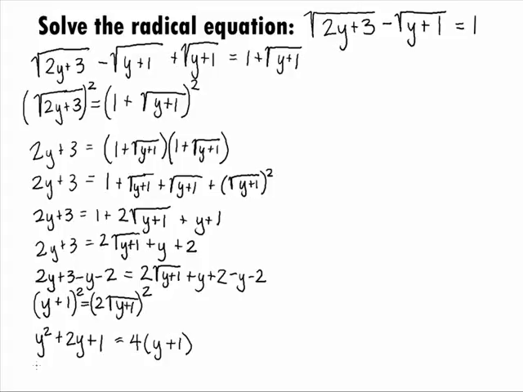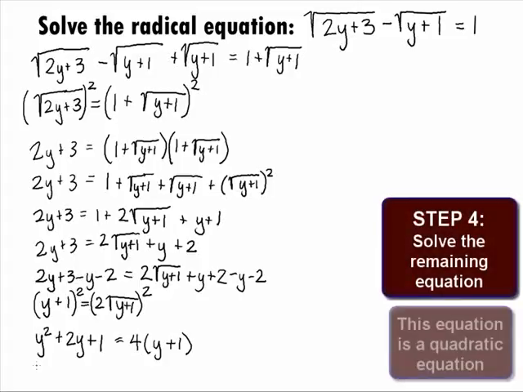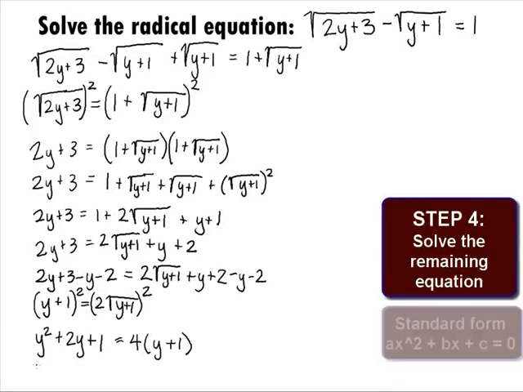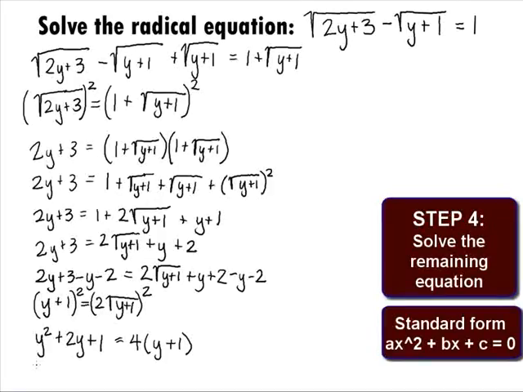In step 4, we want to solve the remaining equation. The equation that we ended up with is a quadratic equation. If you need a review on solving quadratics, feel free to go to College Algebra Tutorial 17. Let's get this quadratic in standard form, which is ax squared plus bx plus c equals 0.